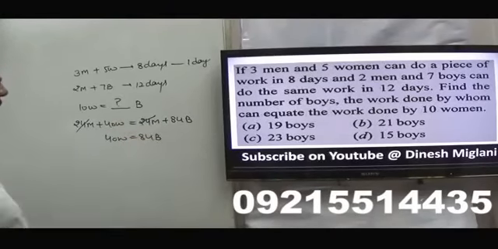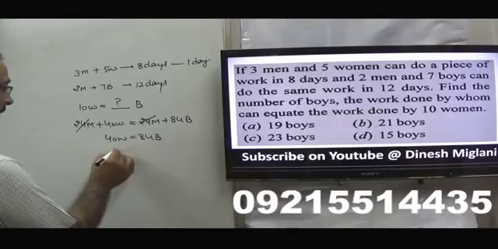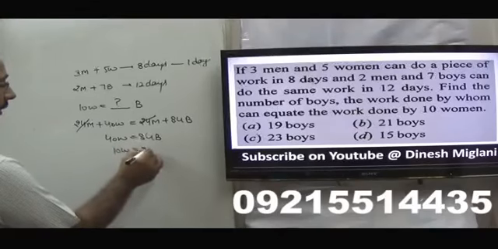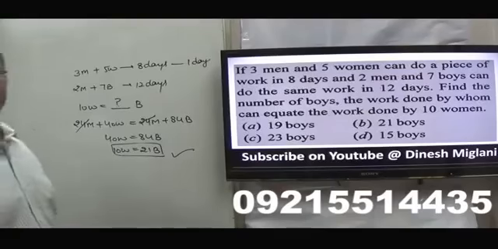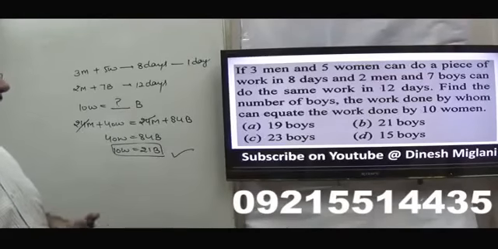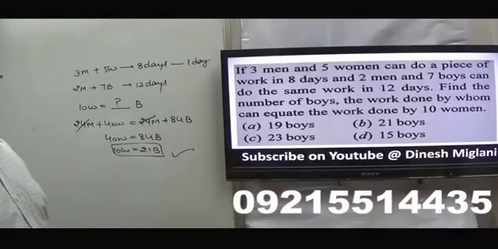Now the question here is I have to compare with 10 women. It means if I divide both sides by 4, I may say 10 women equal 21 boys. Here the answer to my question is 21 boys. B is my answer. It means we can say that the work done by 10 women can be equated with 21 boys.